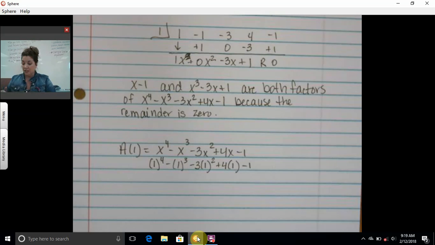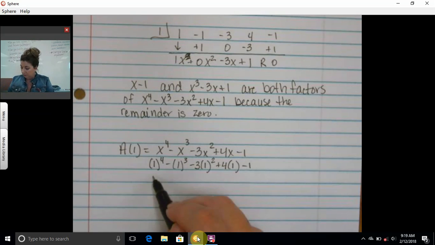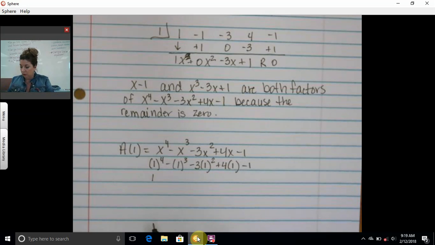So 1 to the fourth is 1. I'm not cubing this negative sign. I'm only cubing the 1. 1 cubed is 1. And with that negative, it makes it negative 1. 1 squared is 1 times negative 3 is negative 3. 4 times 1 is 4. Bring down the minus 1.